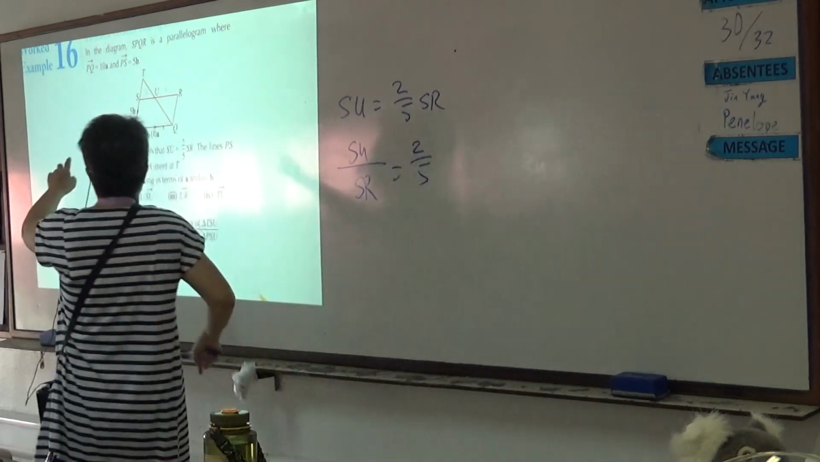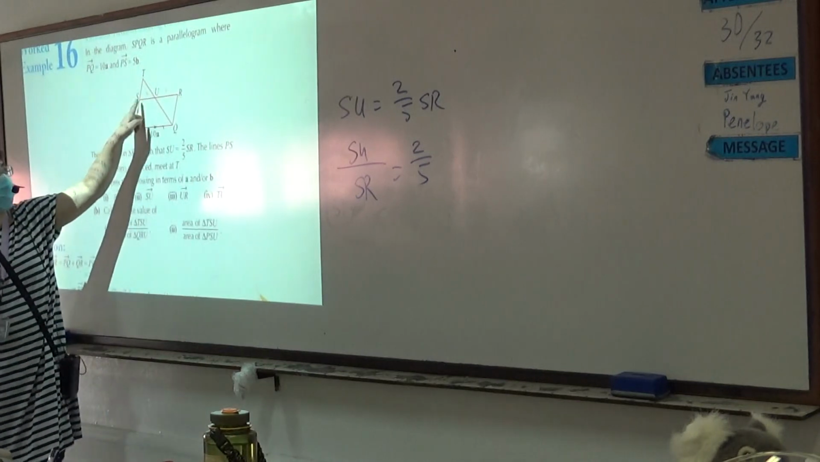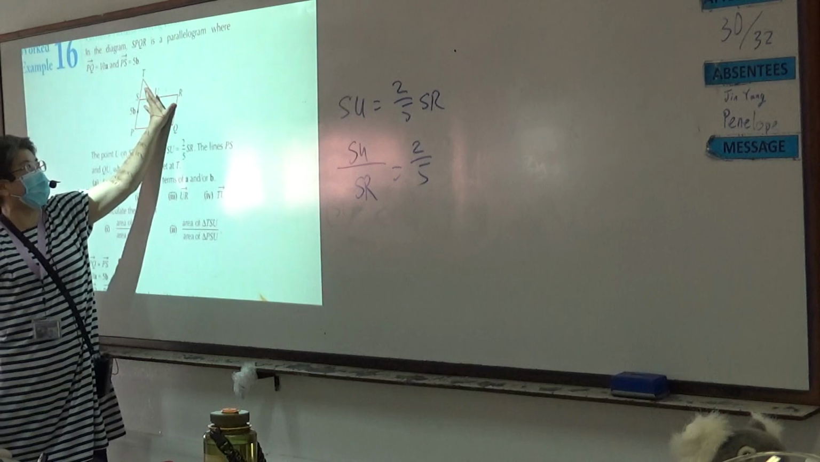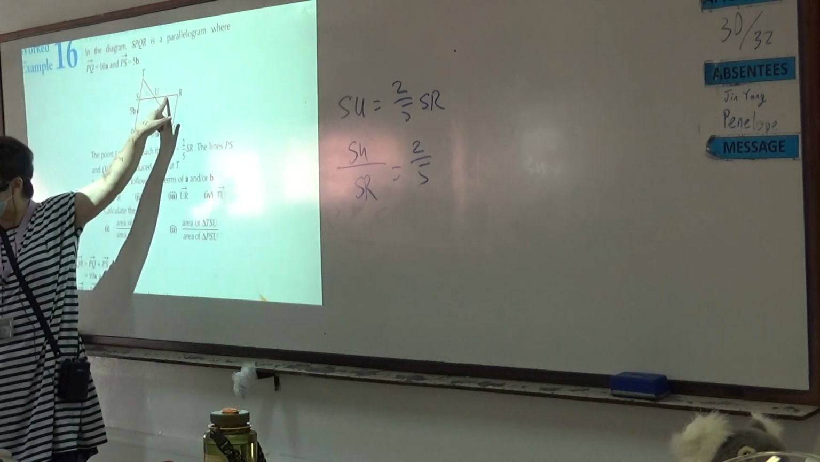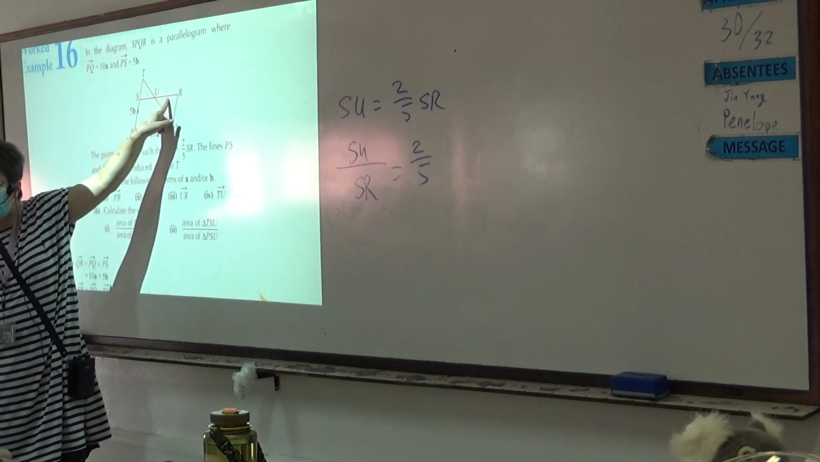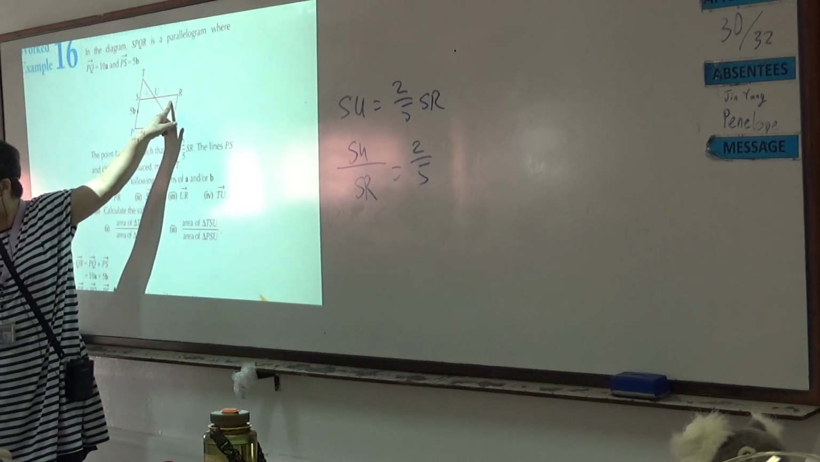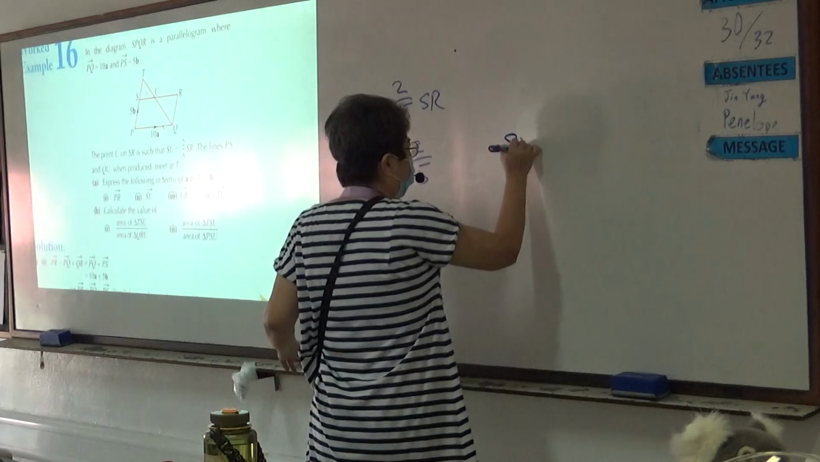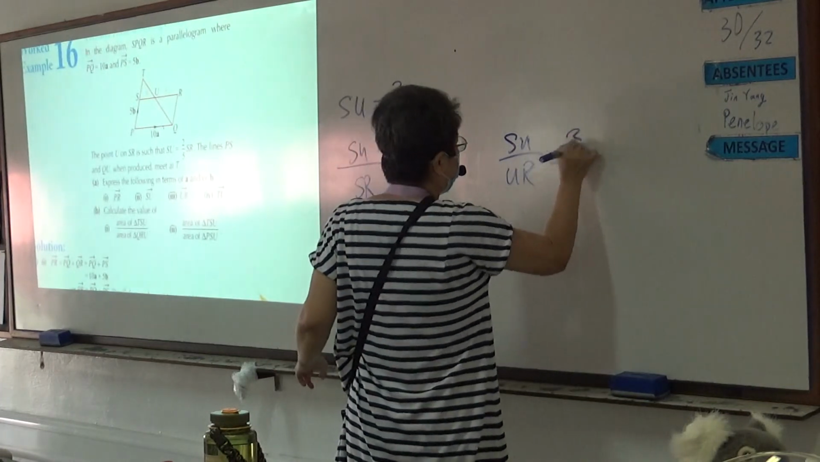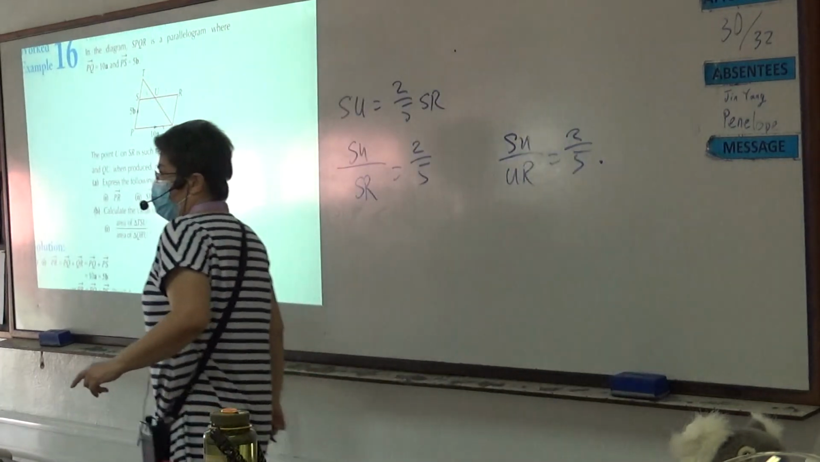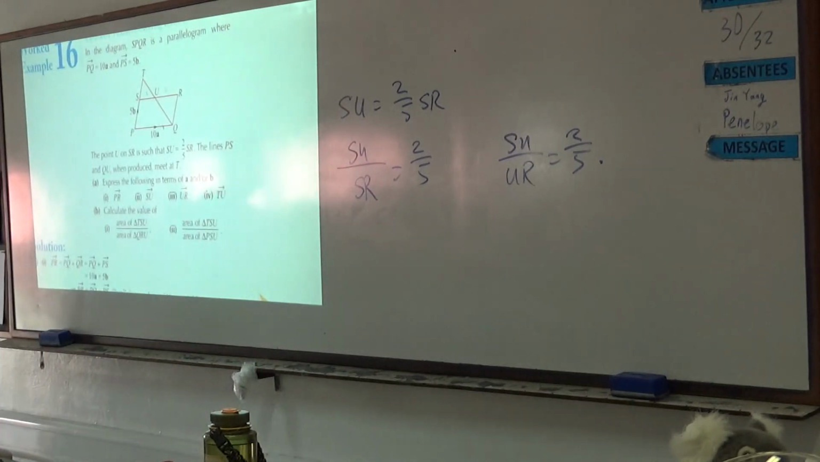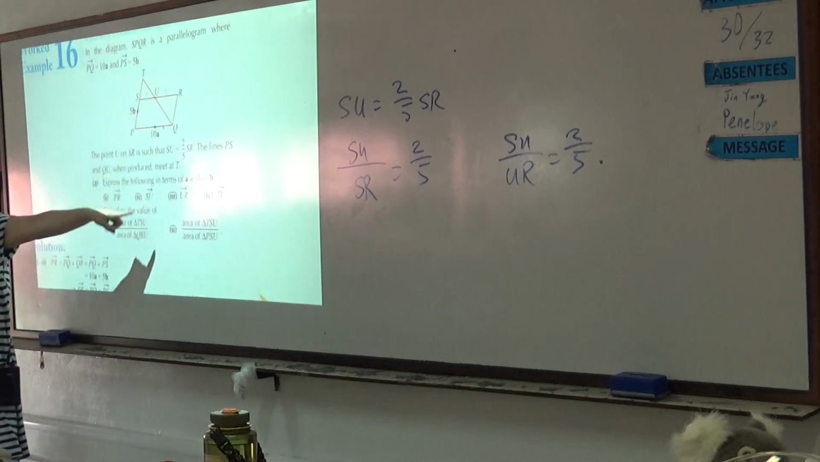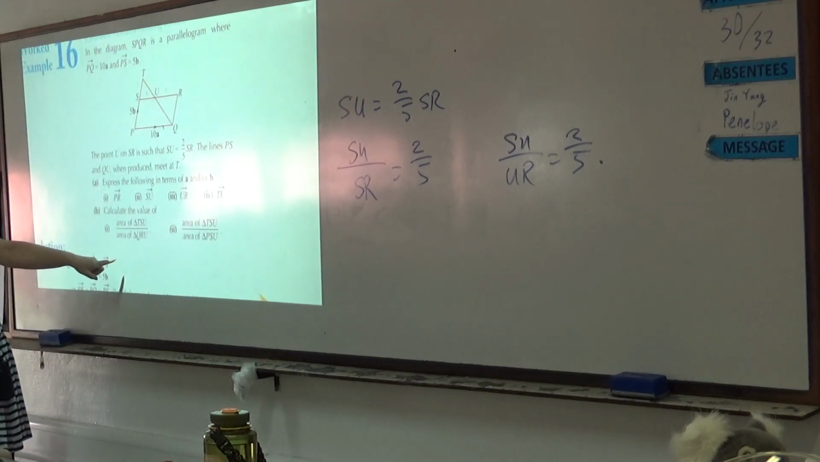All of you look up. SU is this, SR is this. So if this is 2 units, this is 5 units, UR will just be 3 units. Can you see what I'm talking about here? It's different if I write this. What does it mean? SU is 2 units, UR is 5 units. It's different, you know.